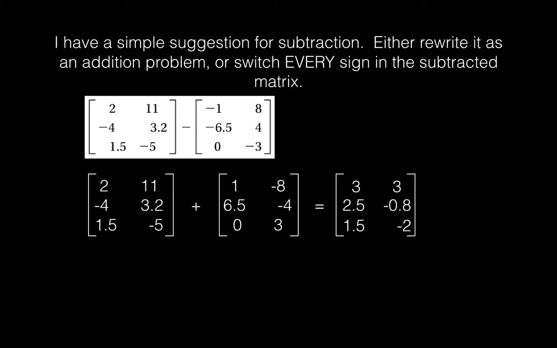2 plus 1 makes your 3. 11 plus -8 also makes 3. -4 plus 6.5 makes positive 2.5. 3.2 plus -4 makes -0.8. 1.5 plus 0 is 1.5. -5 plus 3 makes -2.